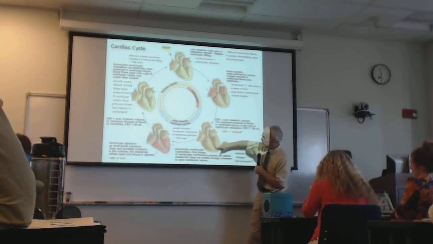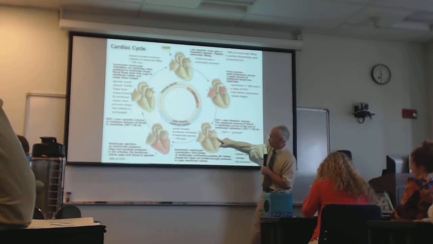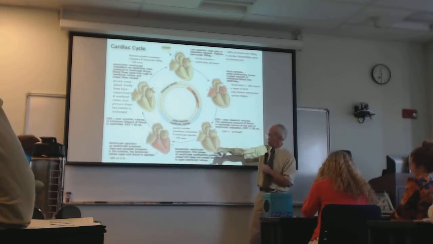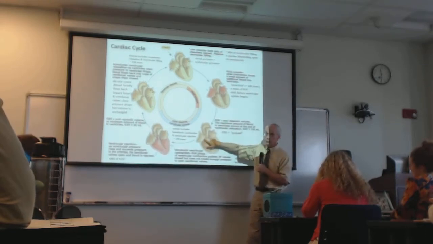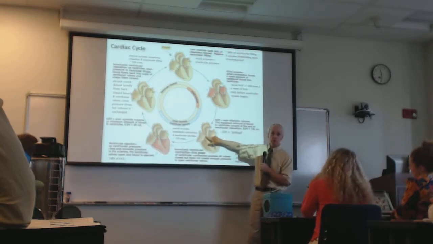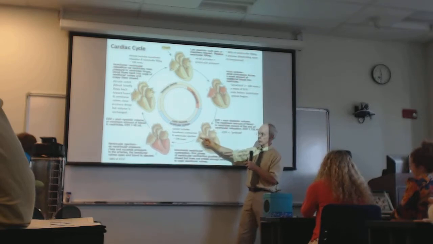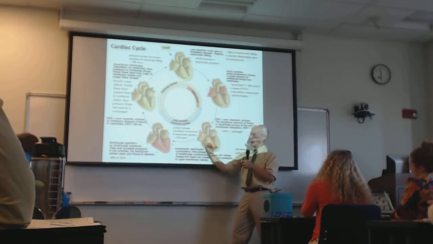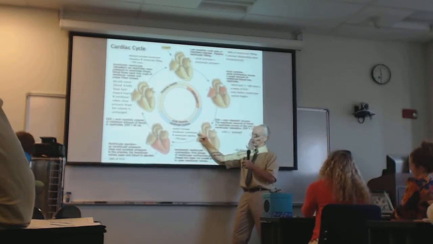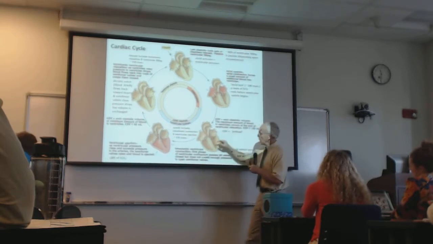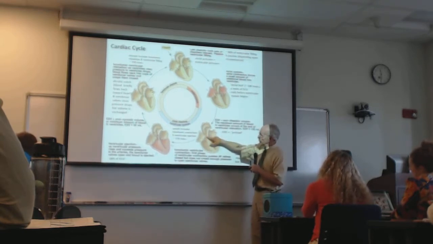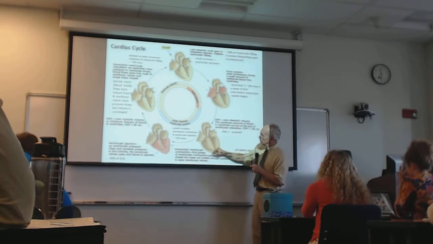So in the isovolumic phase, all of these valves are shut. All right. So let's work through it. What caused this valve to close? What caused the AV valve to close? Pressure. So the pressure now in the ventricle is greater than the atrium. This valve only opens in one direction. If pressure goes in the opposite direction, what does it do? It closes. All right. In this case, the valve is closed as well.